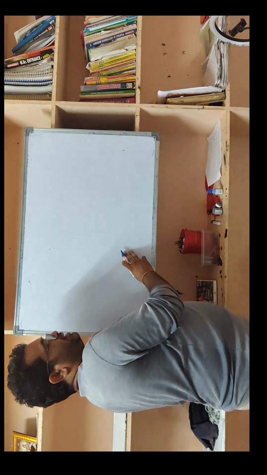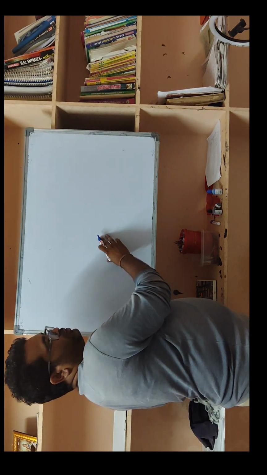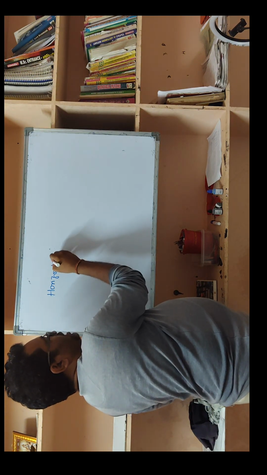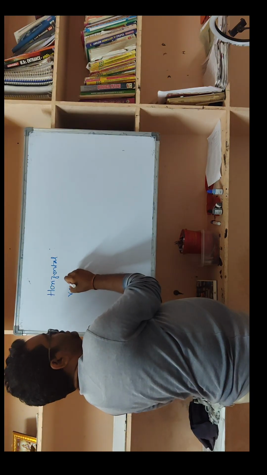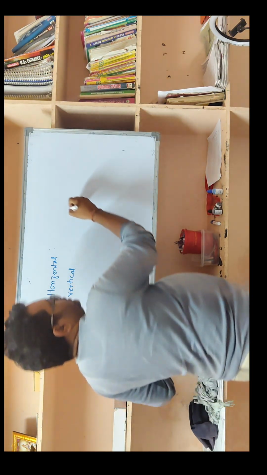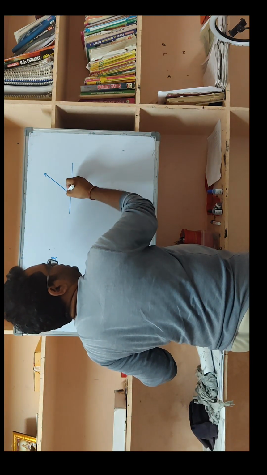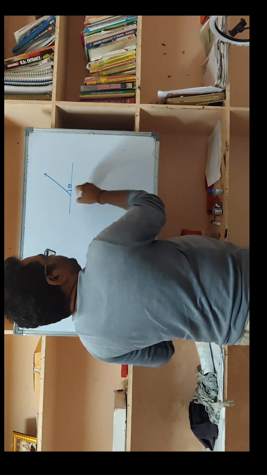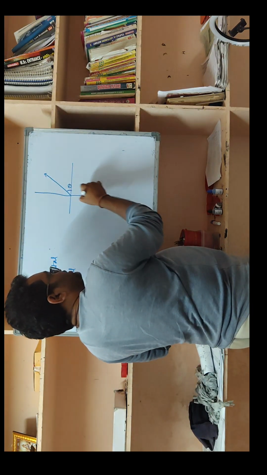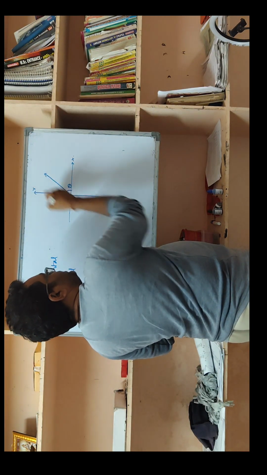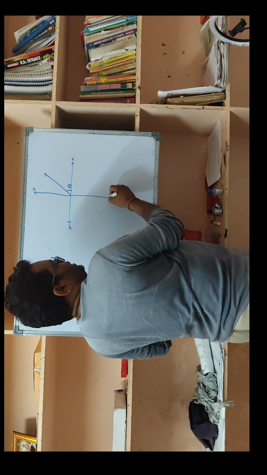A force acting at an angle can be resolved into two components, that is, horizontal and vertical components. How? One force is making an angle with the horizontal. Now I am making a coordinate system, that is the x-axis and y-axis, and x dash and y dash.